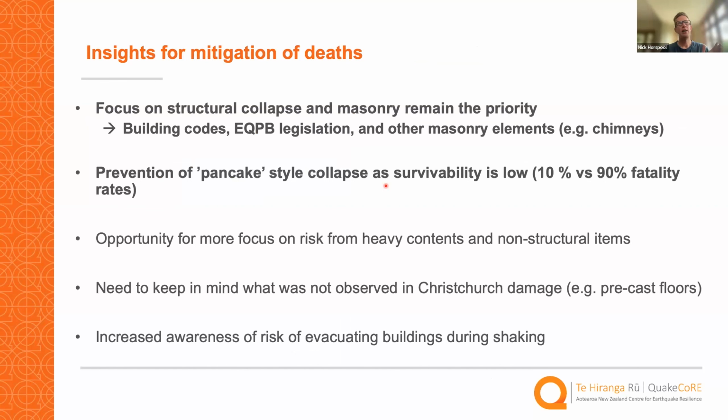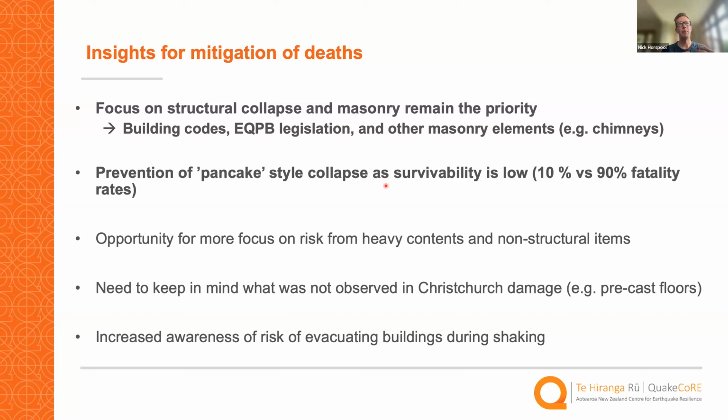So to summarize now what this information means in terms of insights for how we can mitigate deaths and injuries in earthquakes. To minimize deaths, our focus on structural collapse and masonry should remain the priority. The data shows that most of the nearly 99% of deaths were from structural collapse or masonry. So this is through building codes, earthquake-prone building legislation, and potentially targeting other masonry elements such as chimneys.